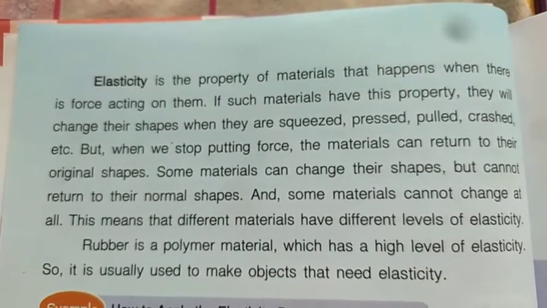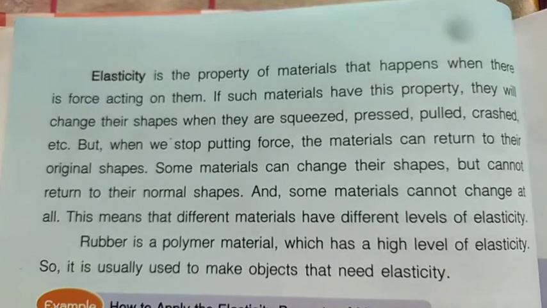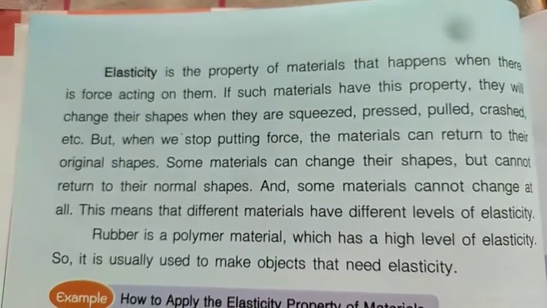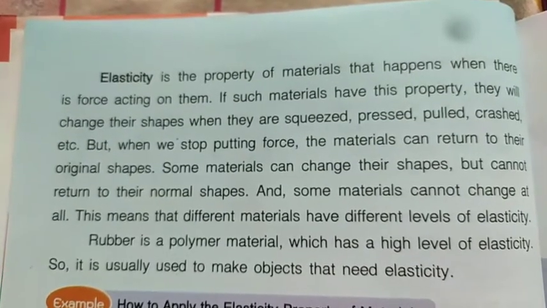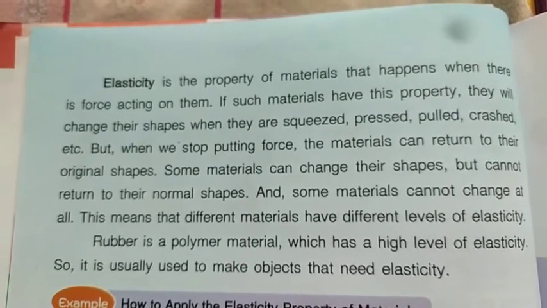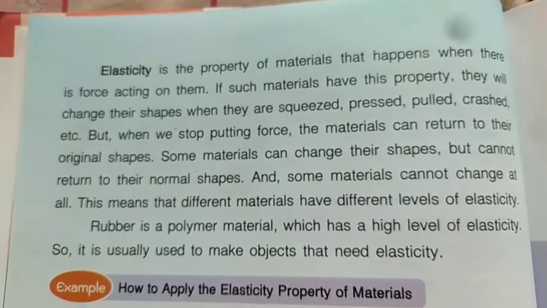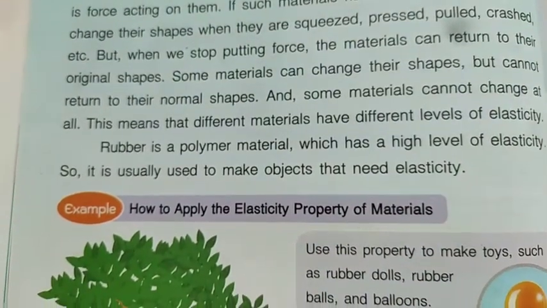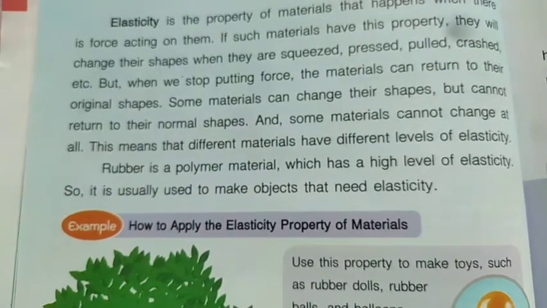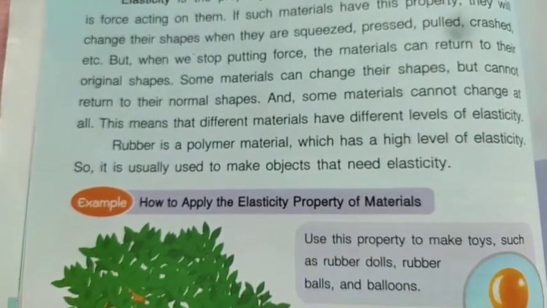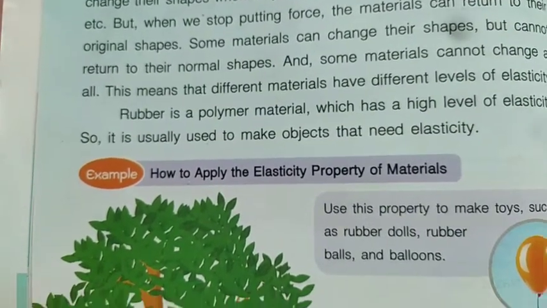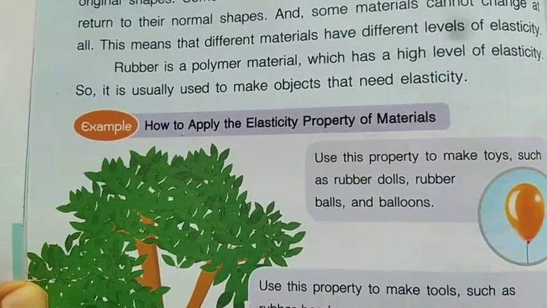Some materials can change their shapes, but cannot return to their normal shapes. And some materials cannot change at all. This means that different materials have different levels of elasticity. For example, rubber is a polymer material which has a high level of elasticity. So, it is usually used to make objects that need elasticity.